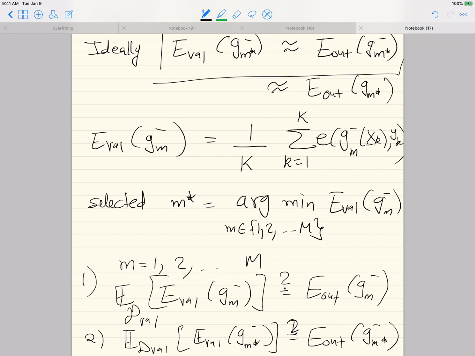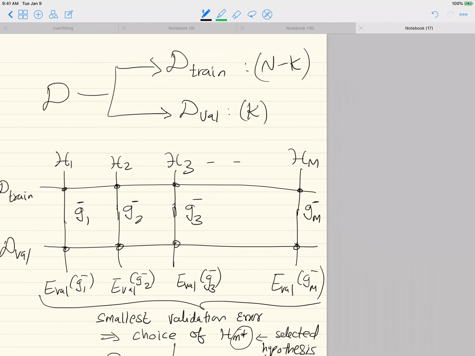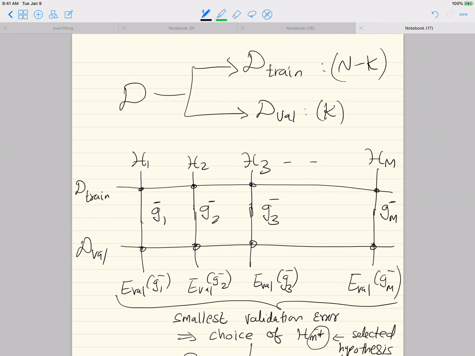So for this relation, it will be true because of the property we discussed before. The GM minus was a fixed hypothesis as far as the validation set is concerned. It was selected only from the training points. So we use Dtrain to select this. So from the point of view of Dval, G1 minus was some fixed hypothesis selected without looking at Dval.